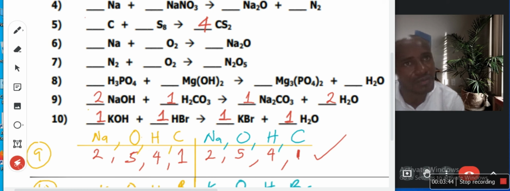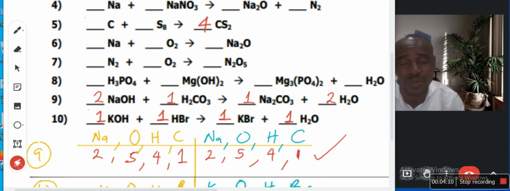Why are you confused now? Sulfur is already balanced. You have it 8 on the reactant side. It's also 8 on the product side. So it's balanced. You need to check another one. Sulfur is balanced because it is 8 on the reactant side and it's also 8 on the product side. That is sulfur. Now check carbon.